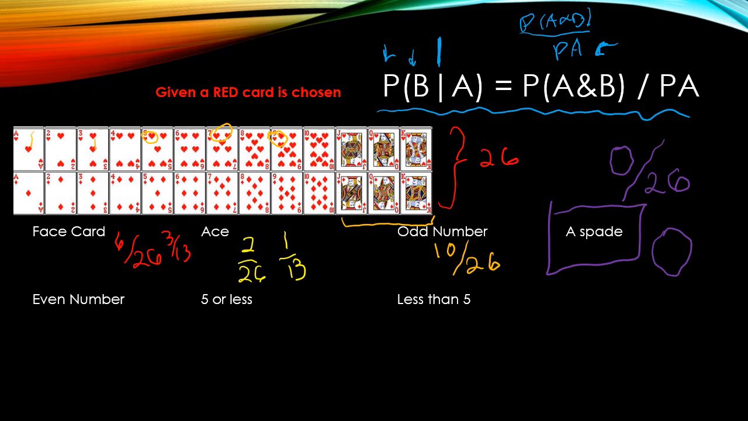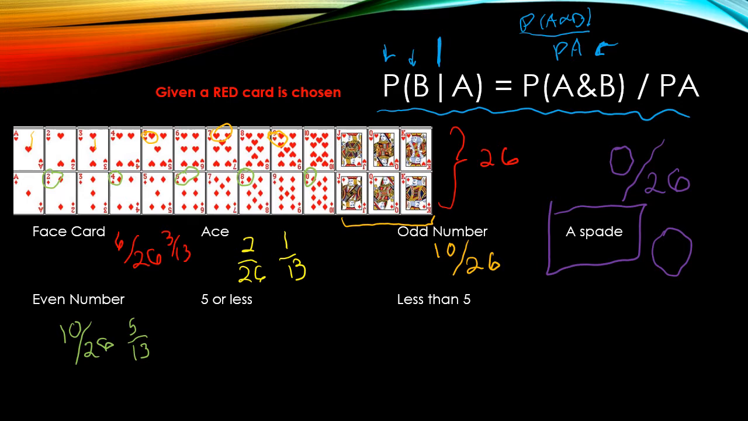Now let's have a look at the rest of here. We've got how many even numbers. Again, face cards aren't counted in even or odd, so we have 2, 4, 6, 8, and 10 as evens. So again, that's 5 of each, or 10 out of 26, and that reduces down to 5 over 13.